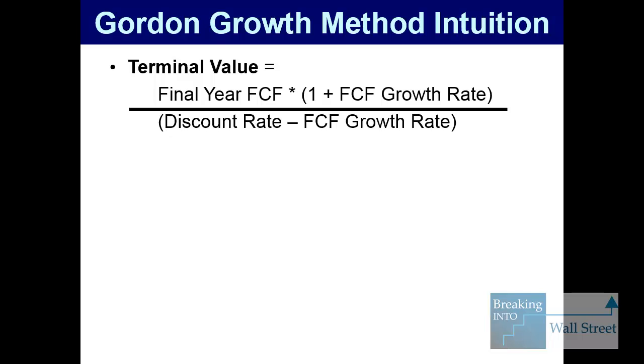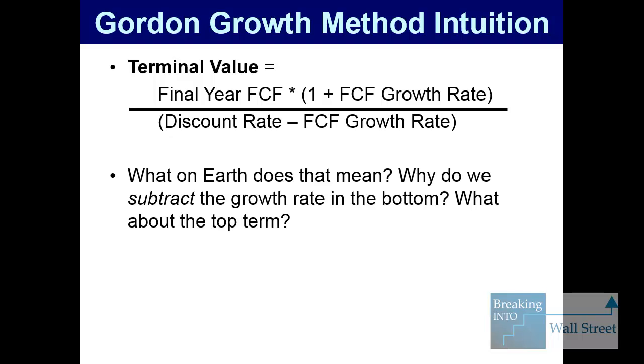So that's an example of how we use it in Excel, and the obvious question here is, what does this actually mean? Why do we subtract the free cash flow growth rate in the bottom? Why do we have that bottom term, discount rate minus free cash flow growth rate? And then what's going on with the top term? Why do we take the final year free cash flow in the period we're modeling and then multiply it by the growth rate? What's really going on there?